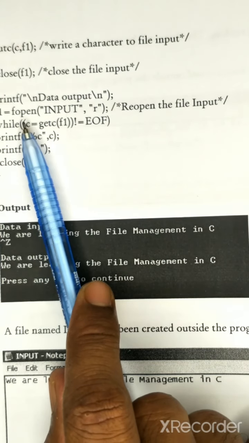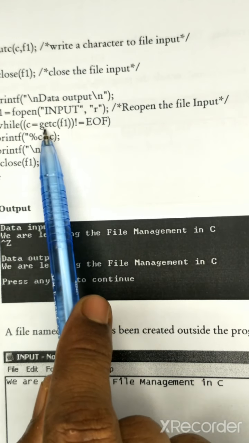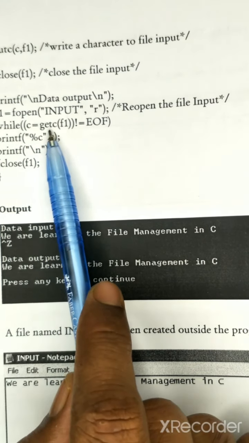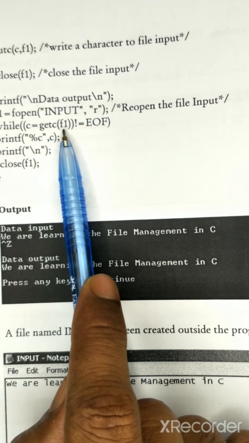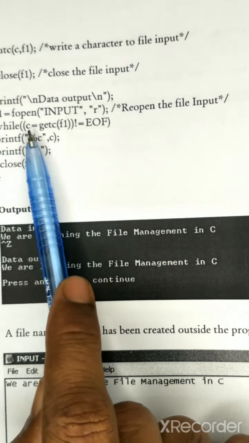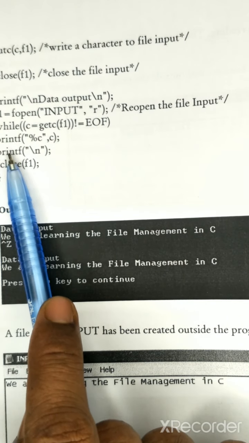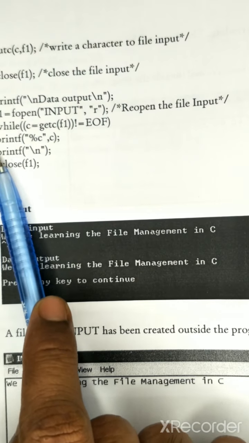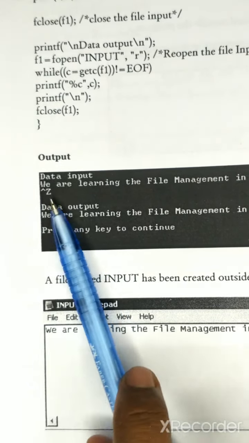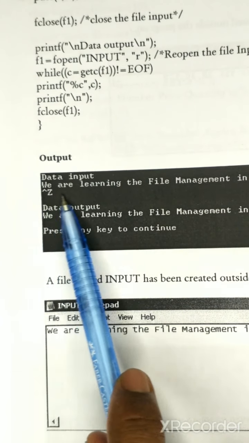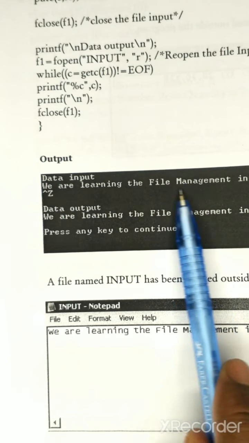Next we open that file again to read. And then we get c. This is what we get from the file, which is F1, as long as it is not end of file. So we give the value to c and then print c. This print we print to the screen. So the output is the data that we put in the first part here: we are learning the file management in C.